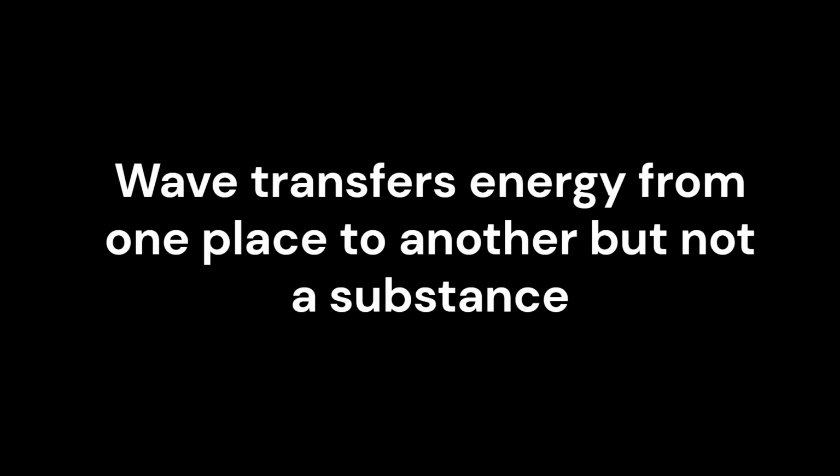A wave transfers energy from one place to another, but not a substance, just the energy. A substance is simply a pure form of matter, and they can be put into elements and compounds. For example, water. A wave transfers energy from one place to another, but not a substance, just energy. And this is a disturbance in a medium that carries energy without a net movement of particles.